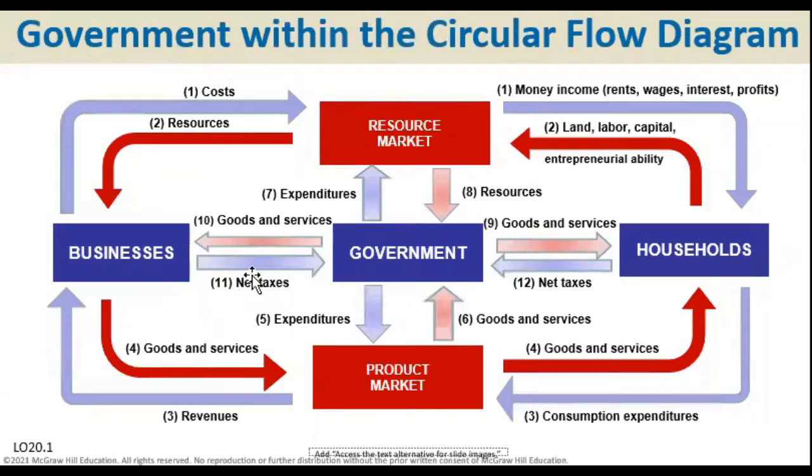So you recall this circular flow that we did in the past without including the government. Now here we integrate government as a decision maker. You can see here that government employs resources, interacts with the resource market, and also the product market by buying goods and services. Government also provides goods and services to businesses and households. All these products and services provided by government are all financed through net taxes.